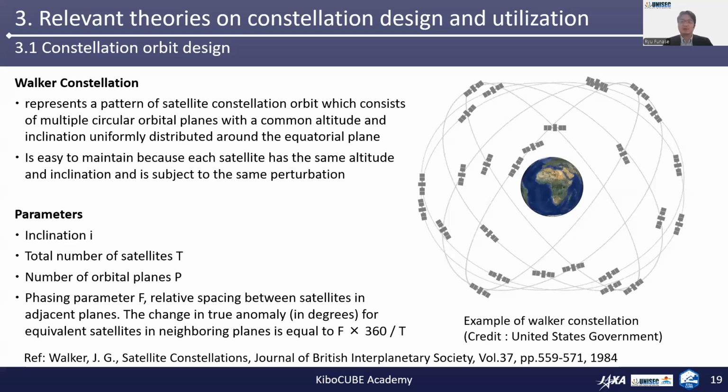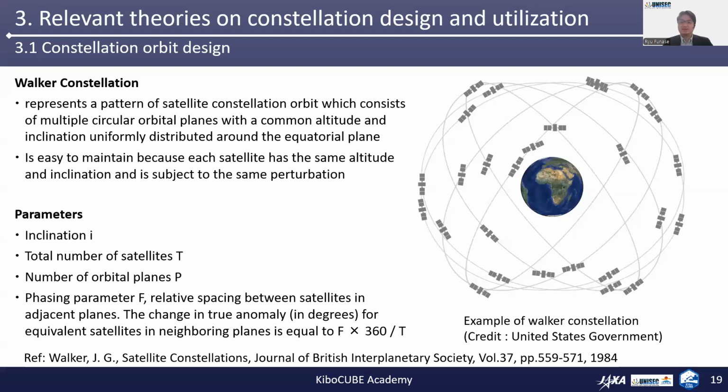First, the orbit inclination angle, I. Second, the total number of satellites in the constellation, T. And third, the number of orbital planes, P. In this case, the number of satellites in each orbit is T over P, and the phase difference between satellites in the same orbital plane is 360 degrees divided by the number of satellites.